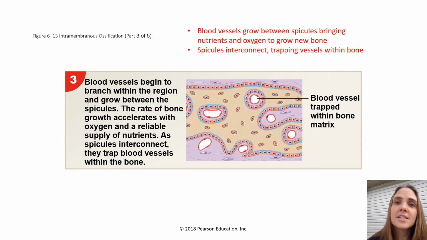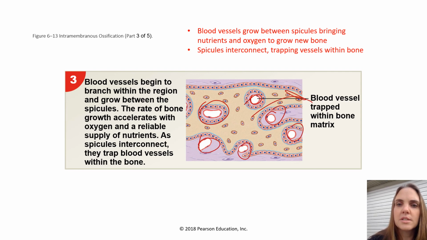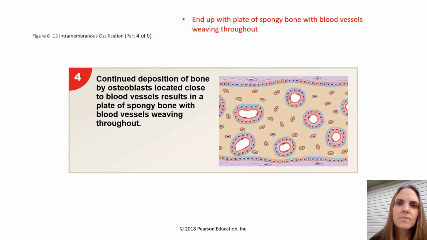We then can get blood vessels growing into the area between those spicules that formed, and this helps speed up our growth rate since it brings oxygen and nutrients to the areas. So we've got blood vessels coming in here in between these spicules that are forming. As the spicules grow, they interconnect, and this ends up trapping the blood vessels inside the bone matrix. So those osteoblasts continue their process of depositing bone with those blood vessels interwoven, and we end up with a plate of spongy bone.